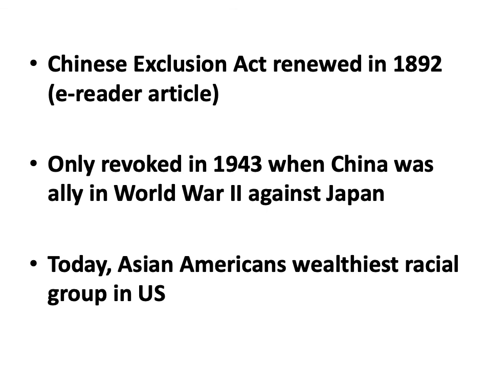Now, the Chinese Exclusion Act was renewed in 1892, and it was only revoked in 1943. And that was when China was the American ally fighting against Japan during World War II. And the Chinese government said, we will not accept the fact that you exclude all of our workers from going to the United States when we are fighting alongside American forces against Japan. So it was revoked in 1943.